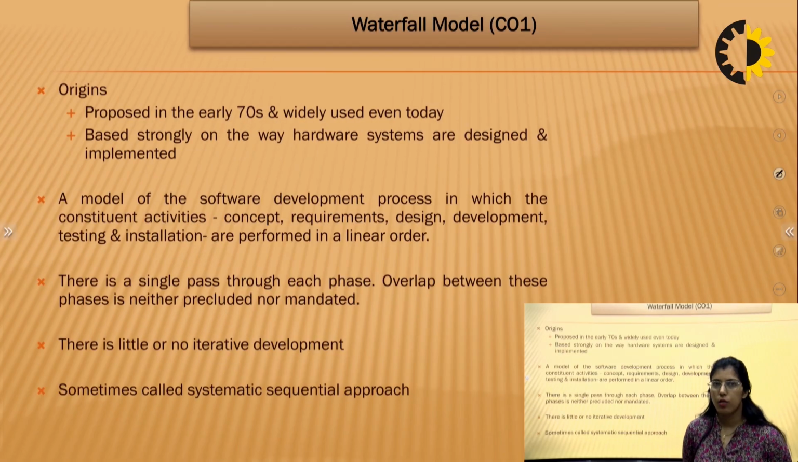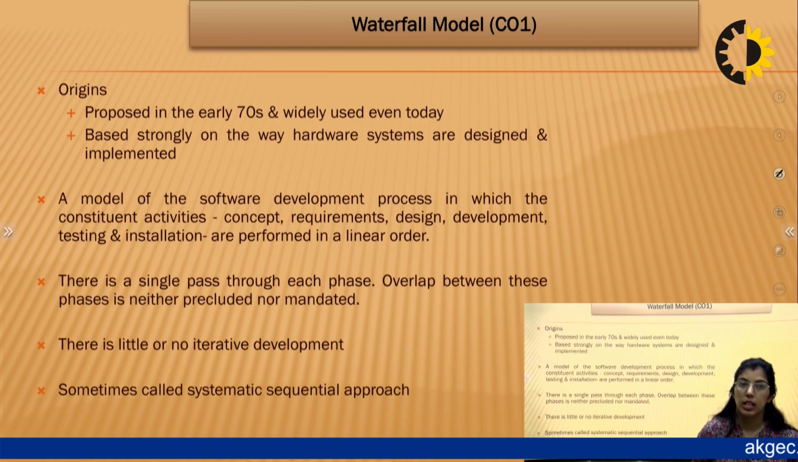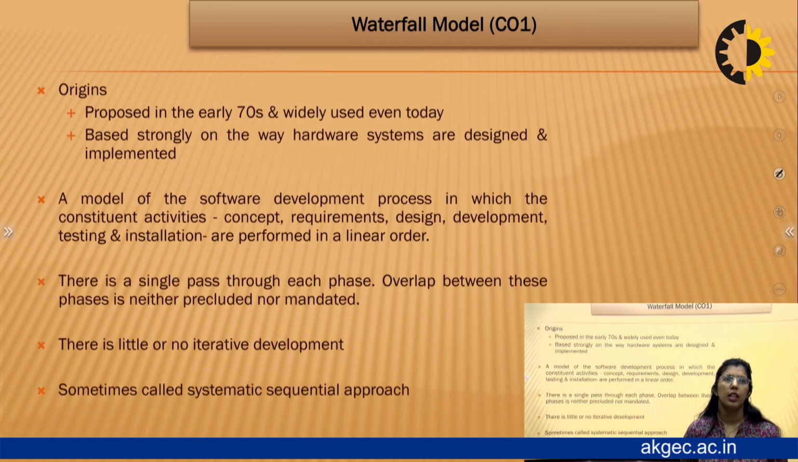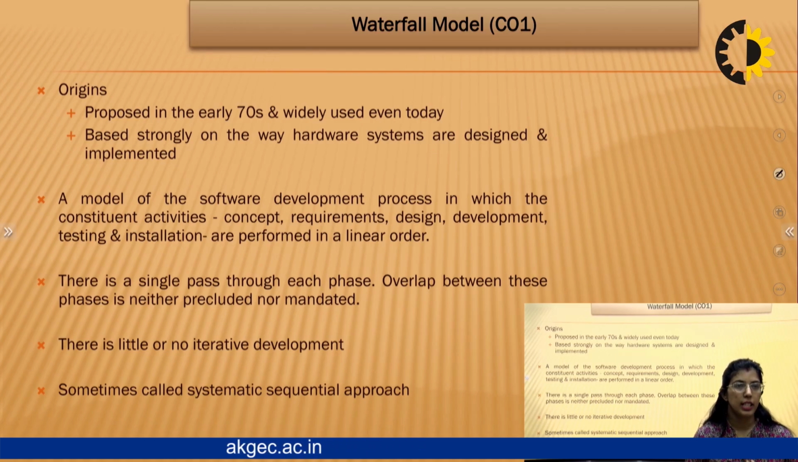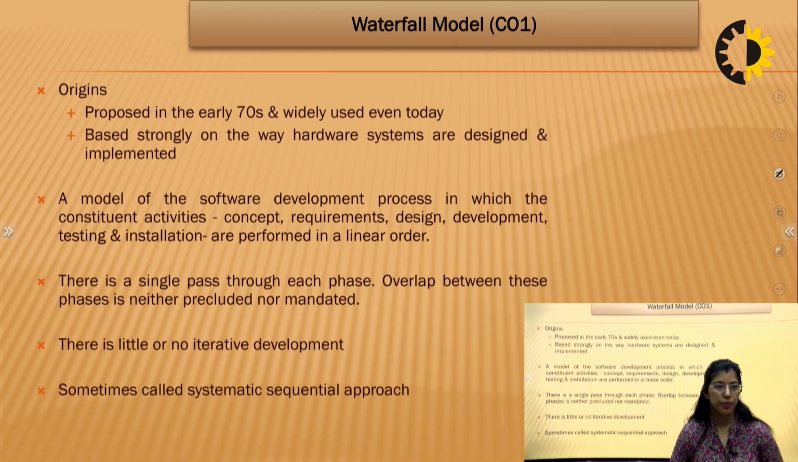So the first one is your waterfall model. It was proposed in the early 70s and is widely used even today, based strongly on the way hardware systems are designed and implemented. It is a model of software development process in which the constituent activities are performed in a linear order. There is a single pass through each phase. Overlap between these phases is neither precluded nor mandated. There is little or no iterative development. Sometimes it is called the systematic sequential approach.